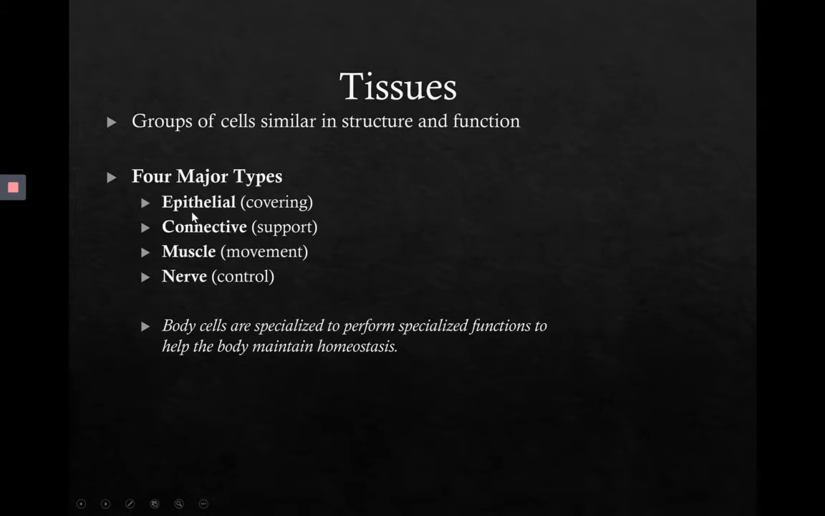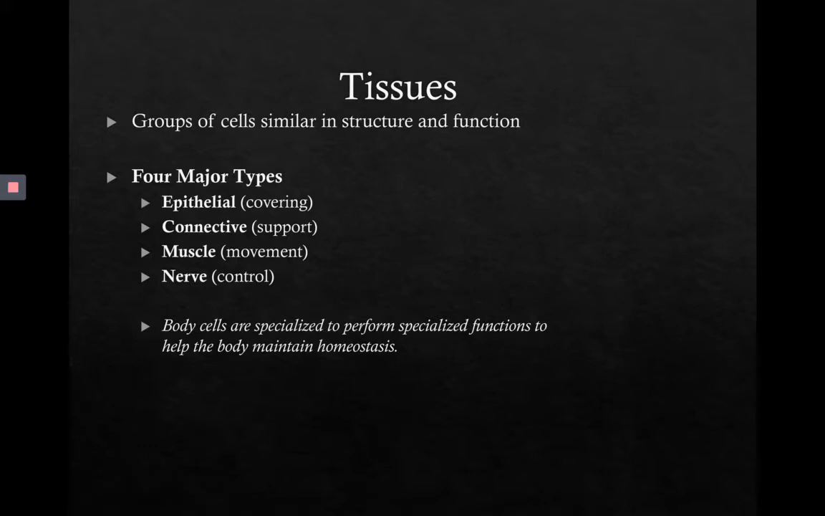The 4 major types of tissues are epithelial tissue. You may call this epithelium as well. So epithelial and epithelium are the same thing. There's connective tissue, muscle tissue, and nerve tissue. We're going to pay the most attention probably to epithelial and connective. They're the broadest of the 4 major types.